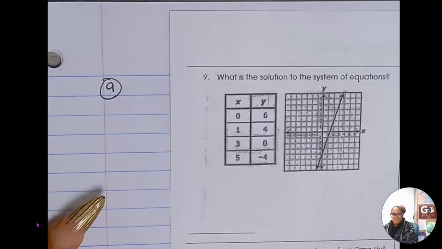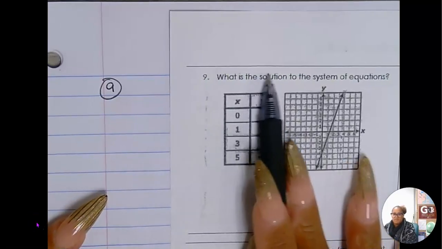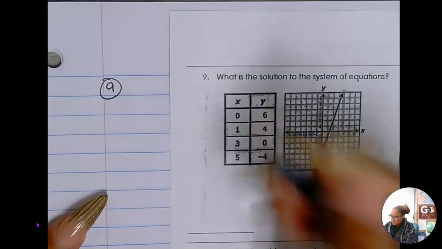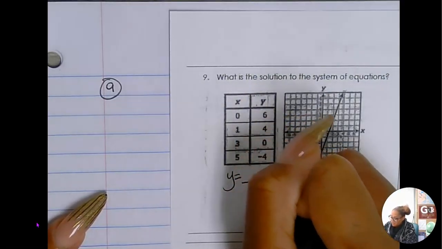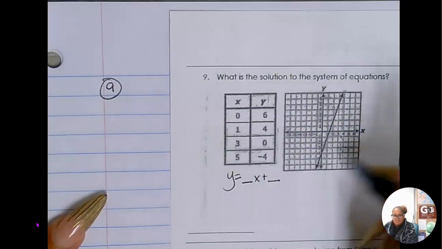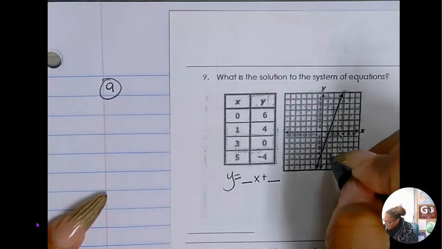Okay, let's finish where we left off. This one is asking what is the solution to the system of equations. So I've got to put this in Desmos, and I'm going to get a y equals mx plus b. And then I've got to get two friendly points over here. I can give you a hint.